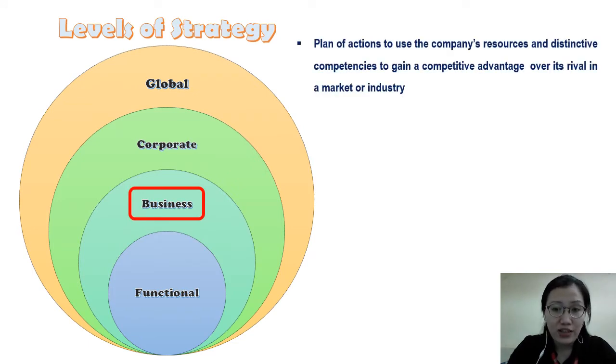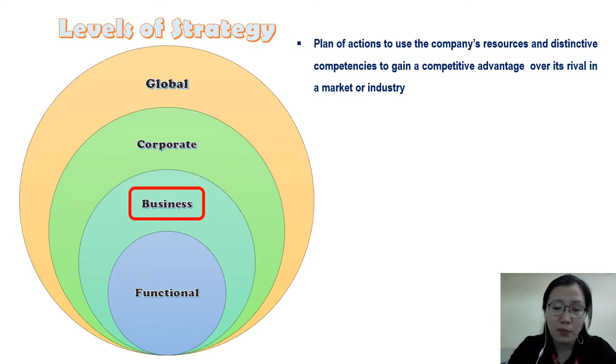Next is the business level strategy. These are plans of actions that strategic managers adopt to use a company's resources and distinctive competencies to gain a competitive advantage over its rivals in the market or in the industry. The gained competitive advantage enables them to outperform rivals and achieve above average returns.